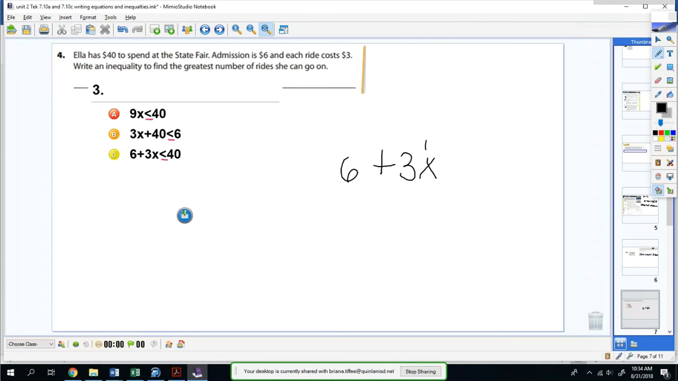He only has $40, so it can be less than or equal to because he can spend up to $40. He just can't go past it. He also doesn't have to spend all of the $40. The reason why it's an inequality is because he doesn't have to spend the entire amount. So the answer would be C.